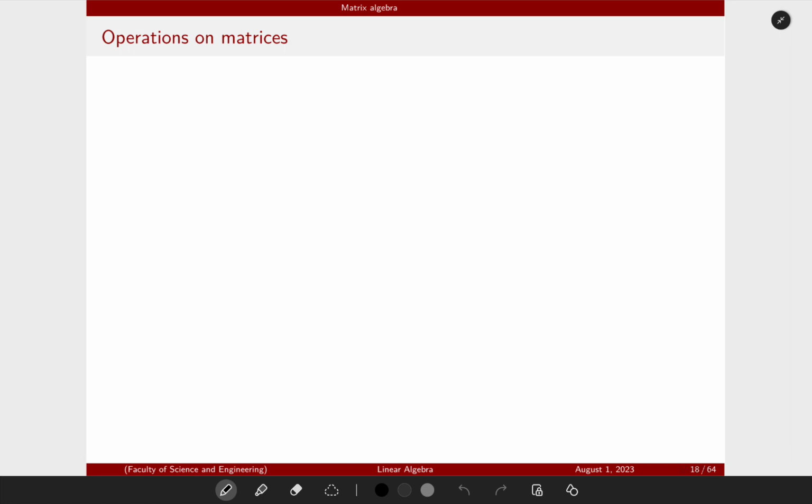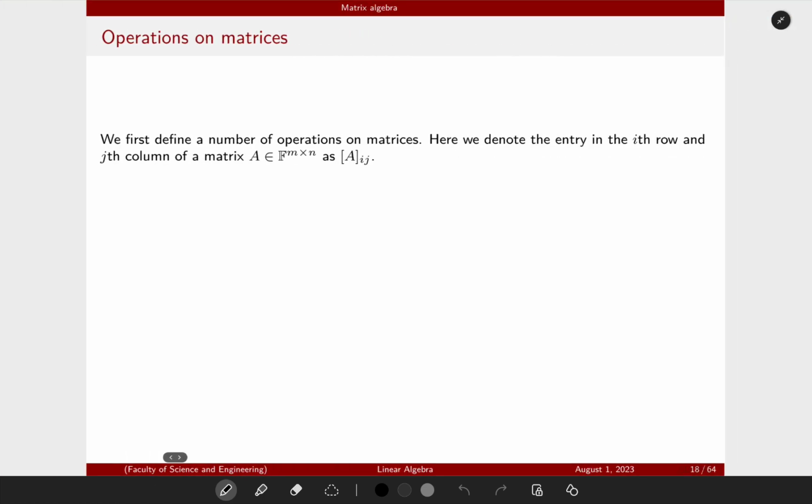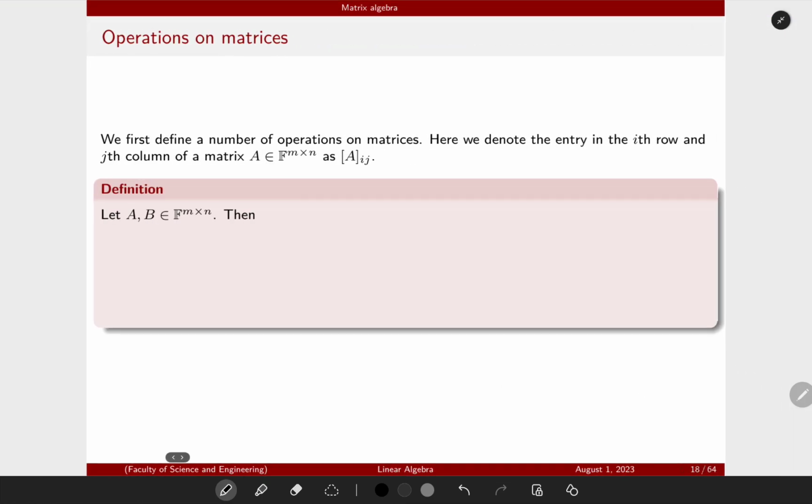So we first define some operations on matrices, and to start with this we denote by A in brackets and then ij, the entry in the ith row and the jth column of the matrix A. So if, for example, we have this matrix, let me say this is A, then A 1 1 will be the entry in the first row in the first column, so this 1 here. So this is equal to 1. Right, so with that in mind, we define the following things.